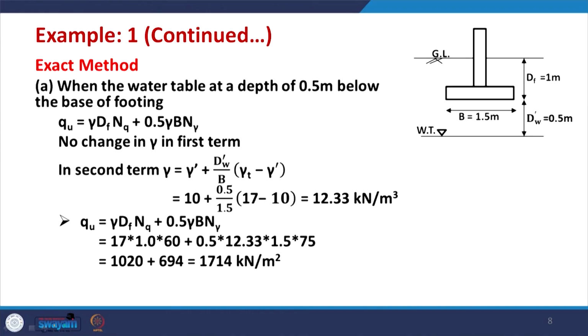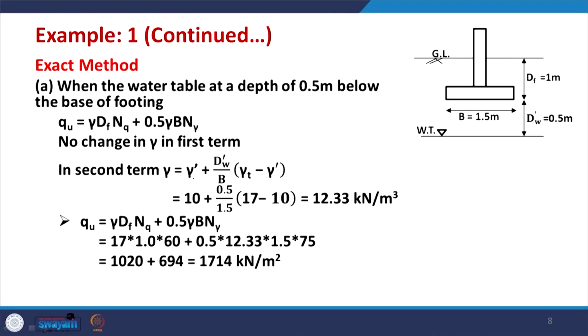In the exact method, the ultimate bearing capacity is given by this relation. We already dropped the C, since we said C equal to 0. In the ultimate bearing capacity, you have only two terms: gamma Df Nq plus 0.5 gamma B N gamma. In the first term there will be no effect of water table until the water table goes above the base of the footing, while in the second term there will be an effect if the water table rises.